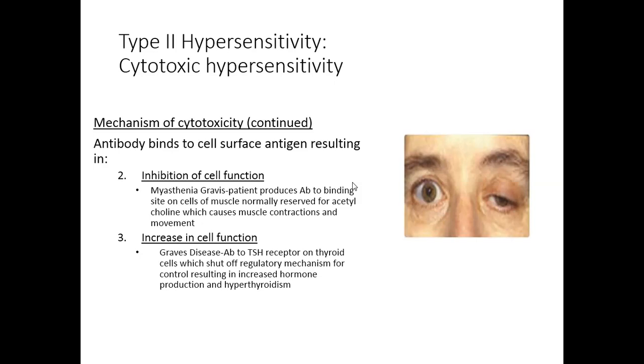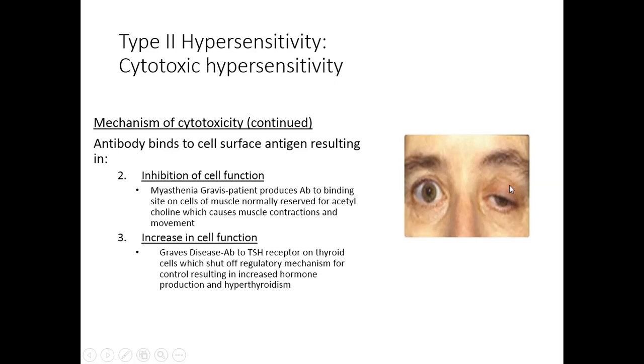And those receptors are normally reserved for the ligand called acetylcholine. And what normally happens with muscle cells is that when acetylcholine binds into its appropriate receptor on the muscle cell, it causes the muscle to contract or to move. Because in myasthenia gravis patients, antibodies bind to the receptor, they block the receptor so that acetylcholine can't come in and bind where it's supposed to. And as a result, muscle contractions and movement are reduced.